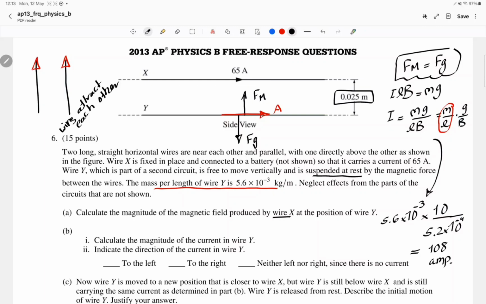All right, indicate the direction of the current in wire Y. As we said, wire Y is being pulled toward wire X. That means whatever direction of current is in wire X must be the same exact direction of current in wire Y, which means going to the right.